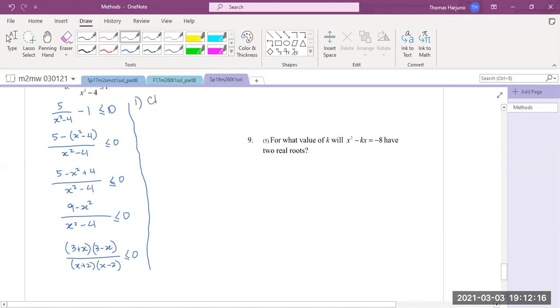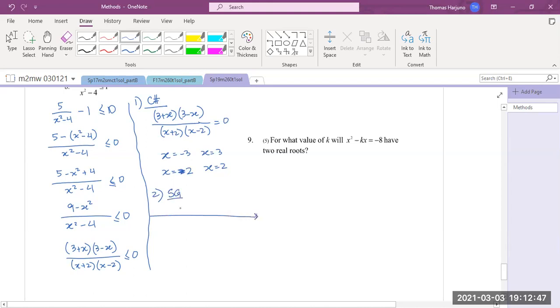Okay, so the first one is critical numbers. 3 plus x, 3 minus x, x plus 2, x minus 2 equals to 0. The critical numbers are negative 3, 3, negative 2, and 2. So for the sign graph, we will have this configuration: -3, -2, 2, 3. Undefined for the critical numbers coming from the denominator, and 0 for critical numbers coming from the numerator.